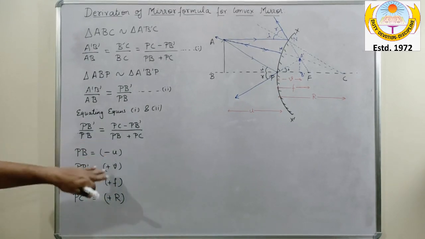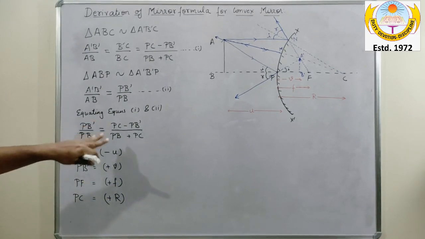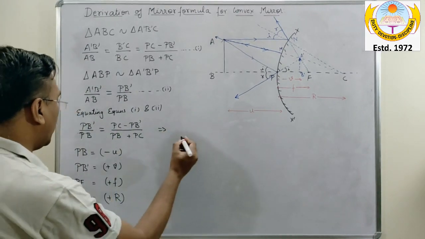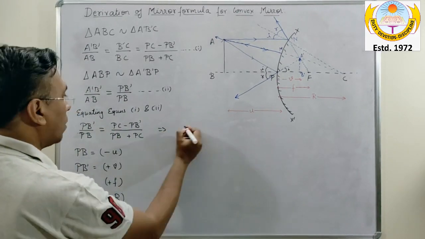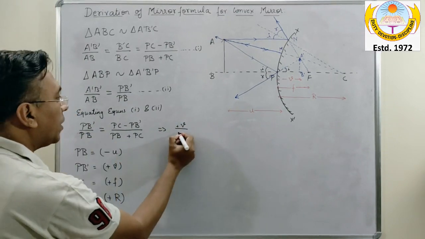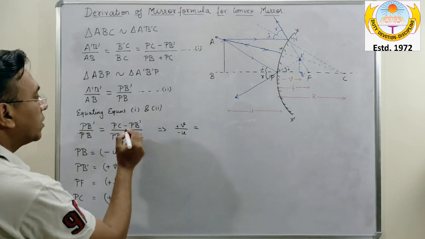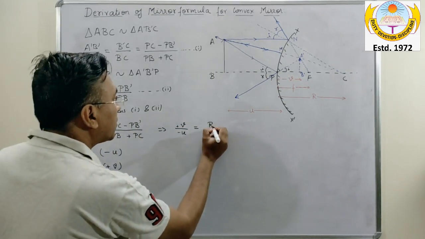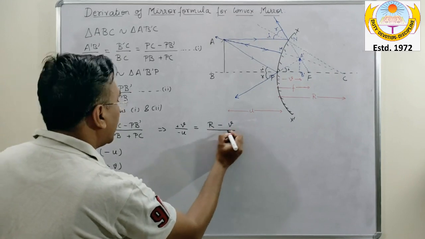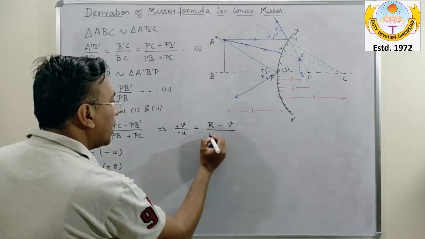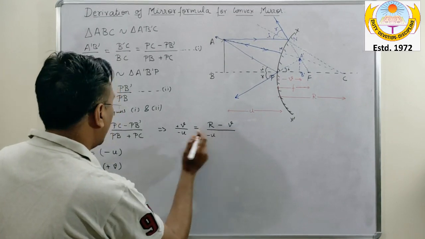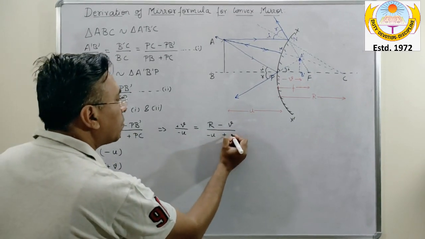So when I replace PB dash, PB and PC with these terms, what I get over here is, PB dash will be plus V, PB will be minus U. This will be equal to PC, PC is plus R, PB dash plus V, PB again, PB is minus U, and PC again is plus R.